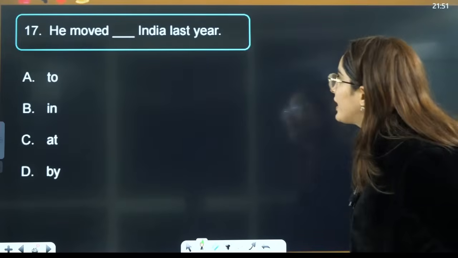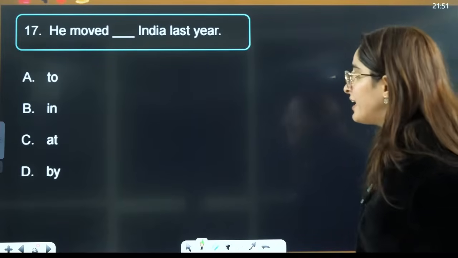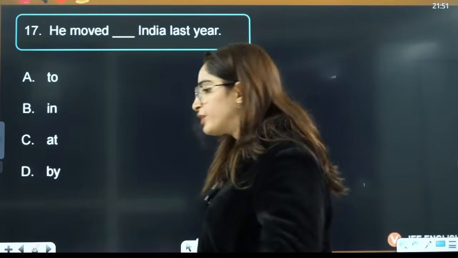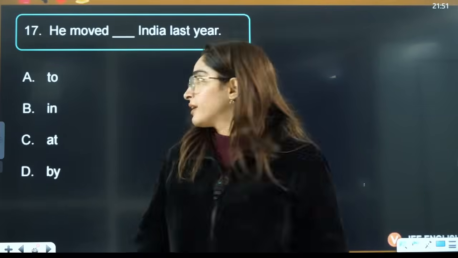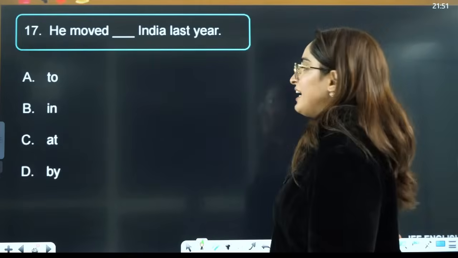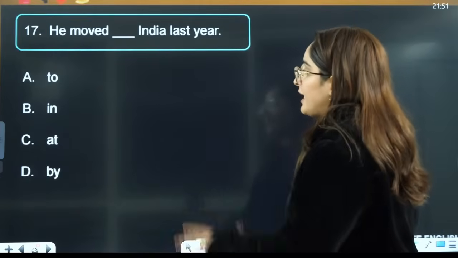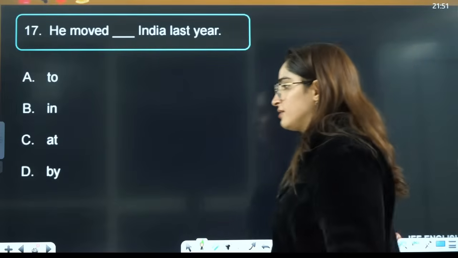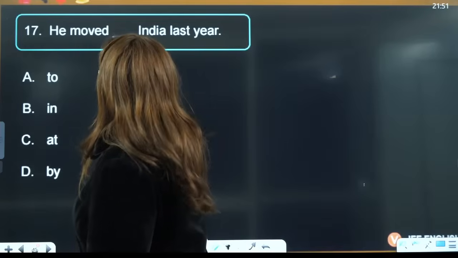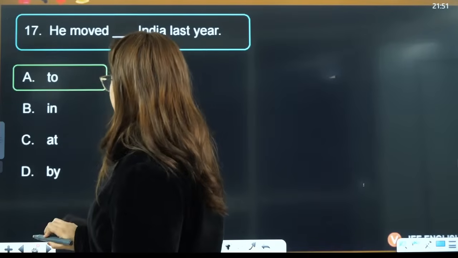He moved to India last year. He moved in India. See, we talk about this, they moved in together, right? But he moved in, no, he moved at, he moved by India. He moved to India, right?